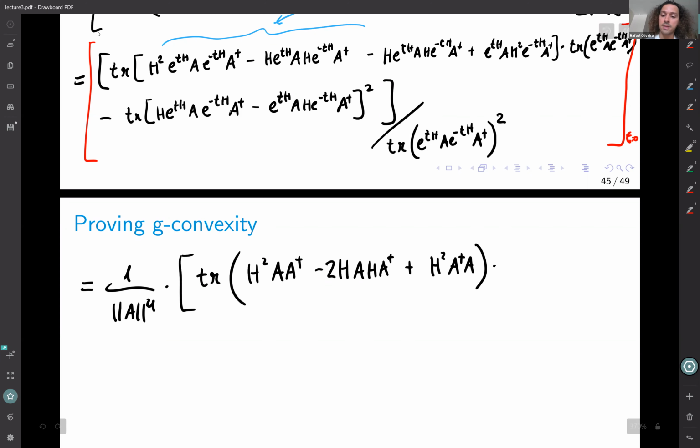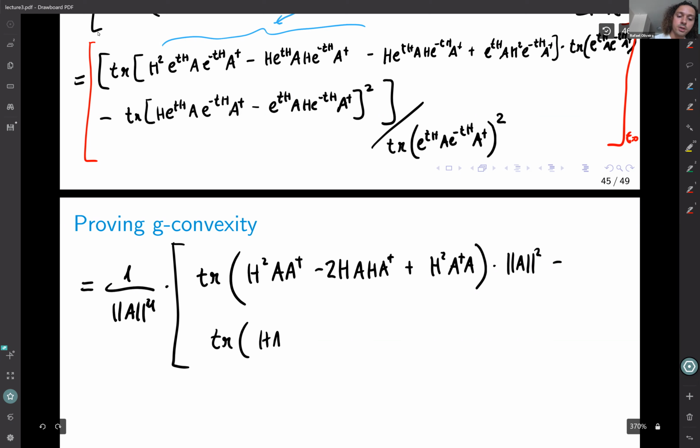And then here we have times the norm of A squared, which is just this trace when it goes to the identity. And then we have minus the square of the other guy. So what is the square of the other guy? Let me just put a bigger parenthesis here. Minus, what is the square here? This is going to be exactly the trace of HA dagger minus HA dagger A squared.